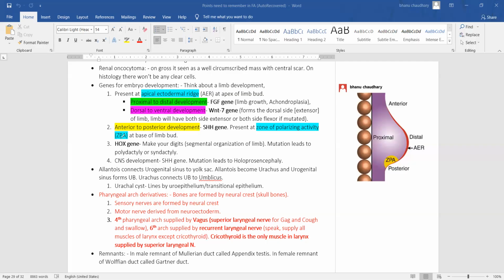So now you can imagine how toxic this vitamin A is for child development, for fetal development, right? And that's why you always avoid vitamin A in pregnancy, because it has high teratogenic effects. So that's about the important genes for all the embryogenesis. Any doubt, please ask.